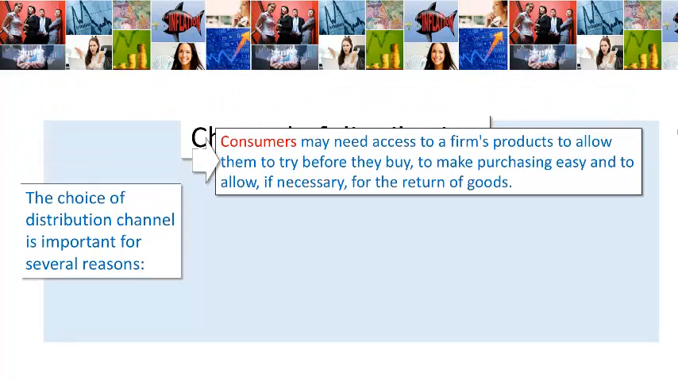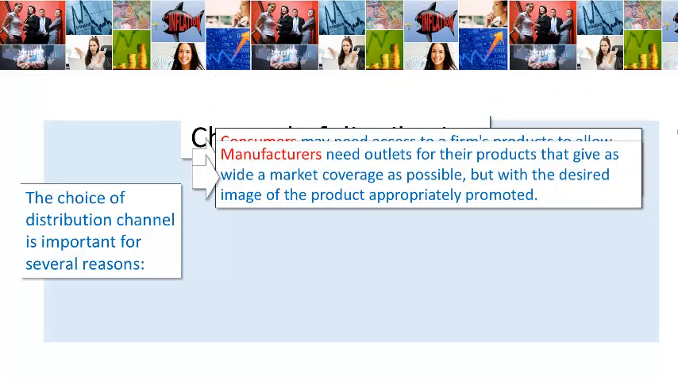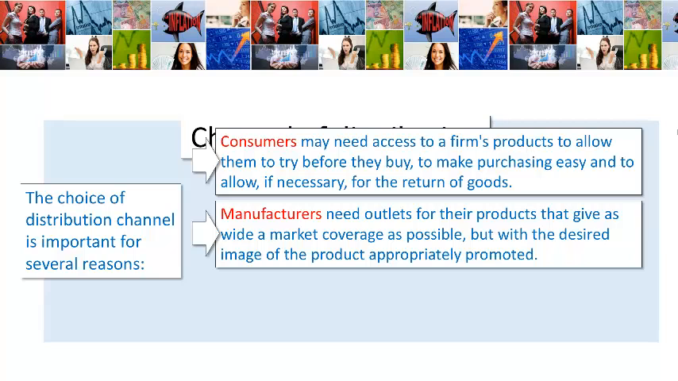And the choice of distribution channel is important to the manufacturer for several reasons. One of these being that consumers may need access to the firm's product to allow them to try before they buy, to make purchasing easy and to allow if necessary for the return of goods. So if that is the case, say for a shoe shop, perhaps a clothing shop, then direct to the consumer is probably not the best option.